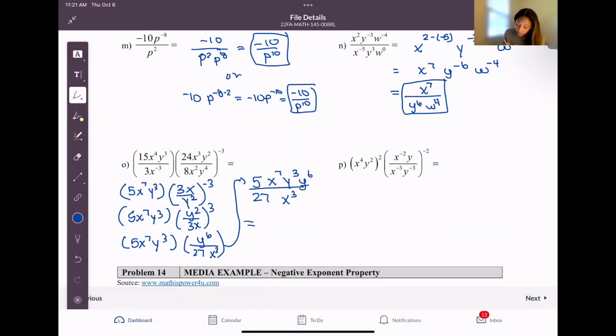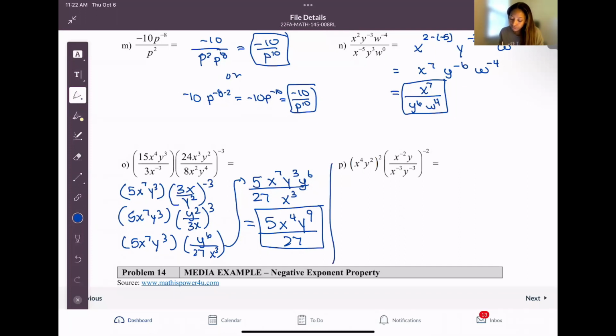All right, so for the x's, we have to use, did I miss a y? No. For the x's, we have to use the division property. For the y's, we have to use the multiplication property. This will leave us with 5. X to the 7 minus 3 is 4. And then y to the 3 plus 6, which is 9, over, we still have that 27 down there, 27. All right, whew. Last one.